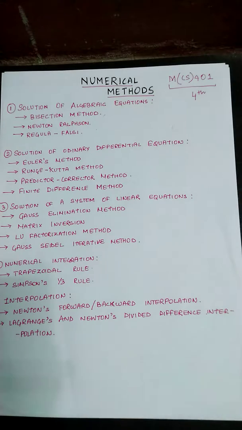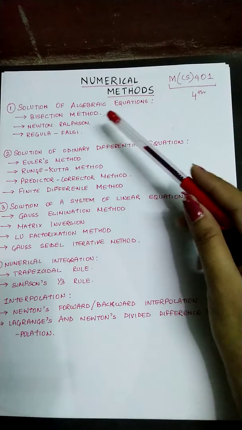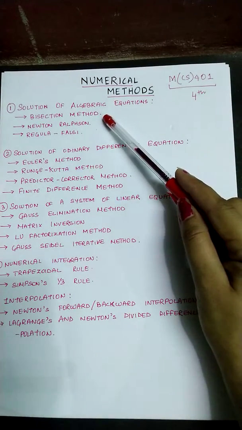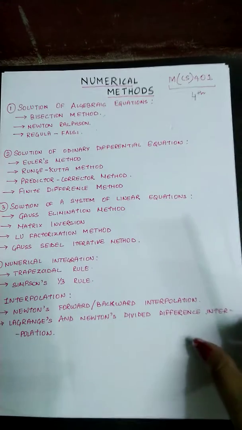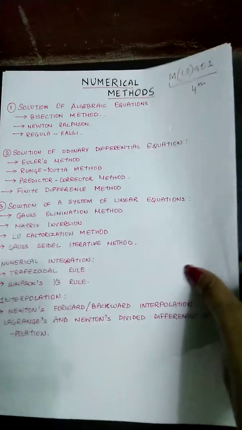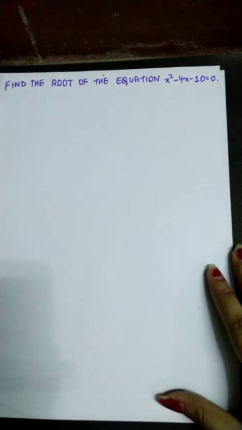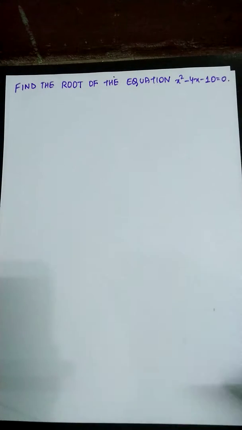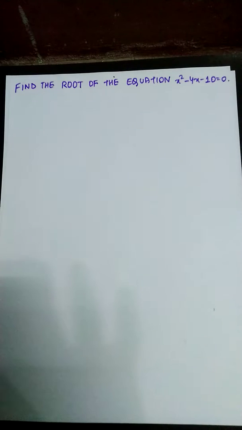Everyone. So the first method that we are going to study is the bisection method, which falls in the first module. I feel the best way to study something is by practicing it. Here I will explain the entire algorithm along with solving a problem. Our problem is: find the root of the equation x square minus 4x minus 10 is equal to 0, and here we are going to use the bisection method.